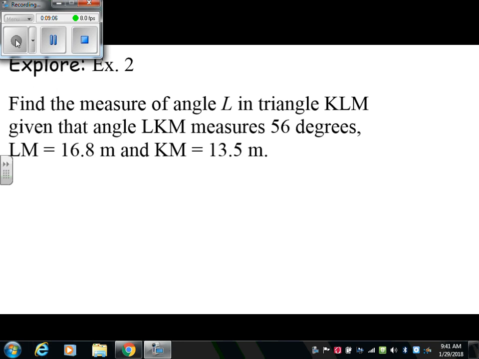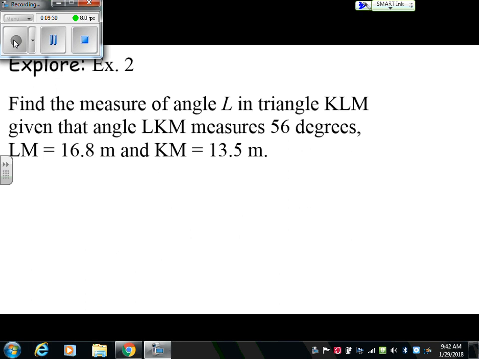So for example 2, we do not have a picture drawn, so we're going to want to draw one for ourselves. Find the measure of angle L in the triangle KLM, given that angle LKM measures 56 degrees, LM is 16.8 meters, and KM is 13.5 meters.